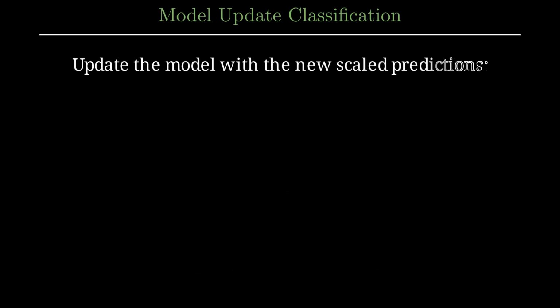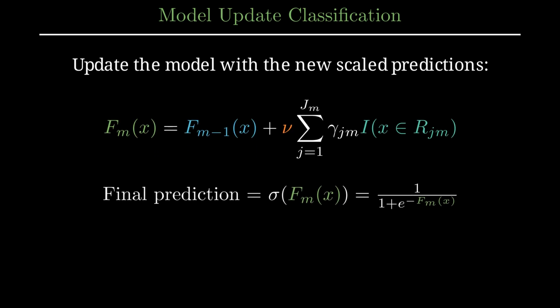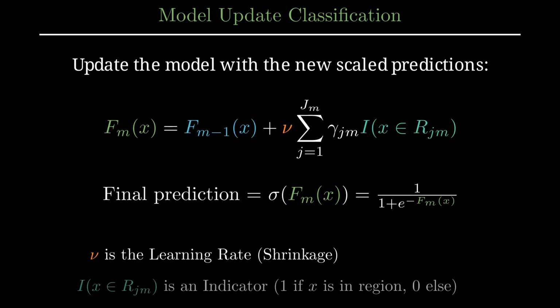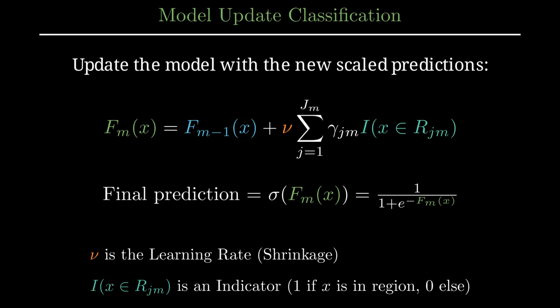Updating the predictor function is exactly the same in classification as in regression. The only difference is that the model now predicts log odds, so to convert them back into probabilities, we apply the sigmoid function.